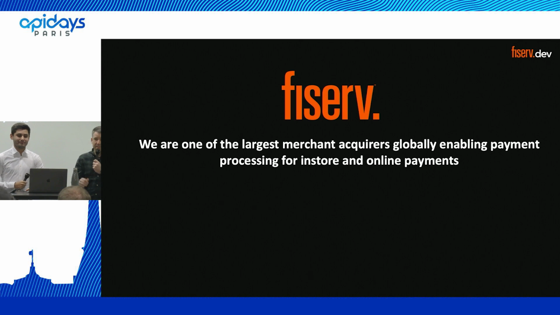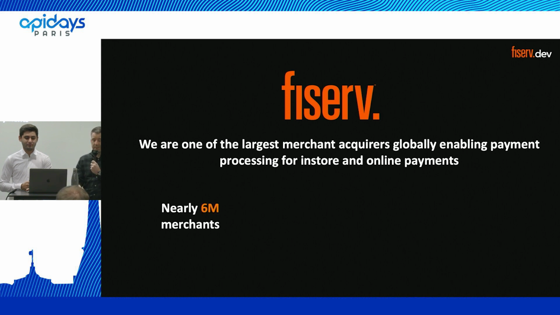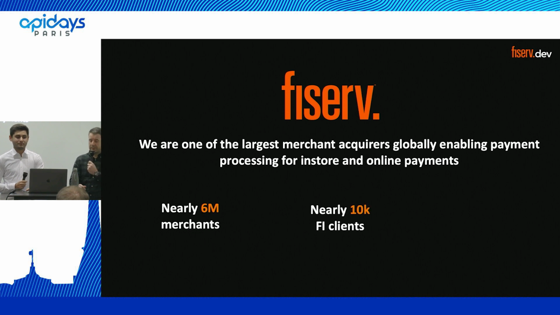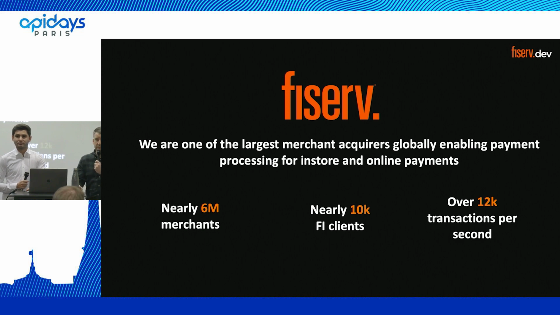So to kick off, just a little bit about Fiserv. We're one of the largest merchant acquirers globally, enabling payment processing for in-store and online payments. We serve nearly 6 million merchants, about 10,000 financial institutions, and we process over 12,000 transactions per second. So what does that actually mean?